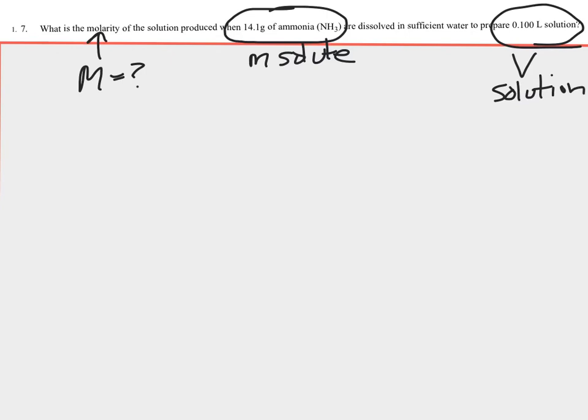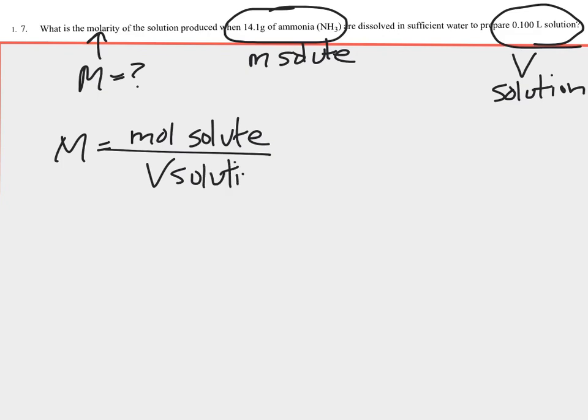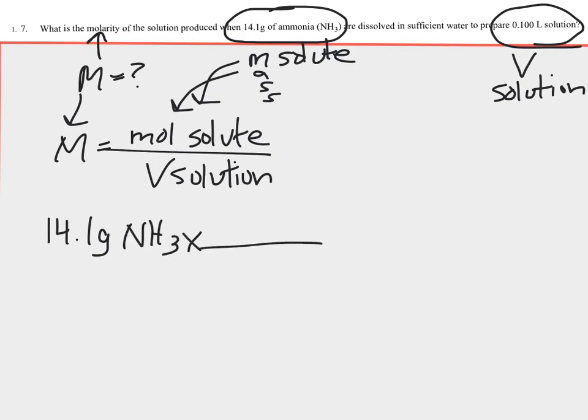All right, I'm dealing with molarity, and I know that molarity is going to be the moles of the solute divided by the volume of the solution. Problem is, I don't have moles of solute, I have the mass of the solute. So before I can solve for molarity, I've got to get my mass of solute converted into moles. Good thing I know my good old mole map steps. If I have 14.1 grams of ammonia, I'm going to get rid of the grams and convert that to moles. Why? So that I can plug it into the equation. And that's what I'm going to do.